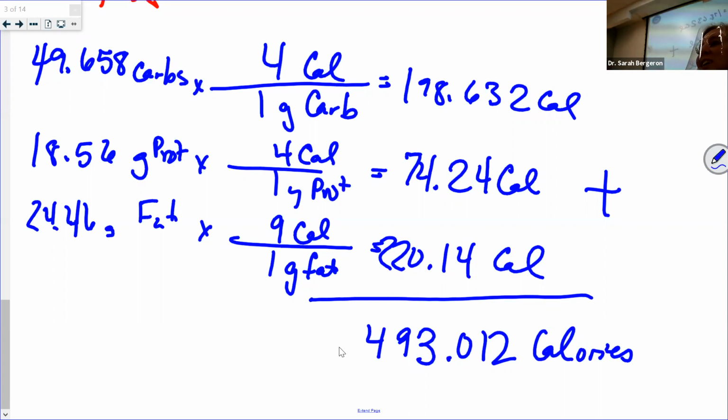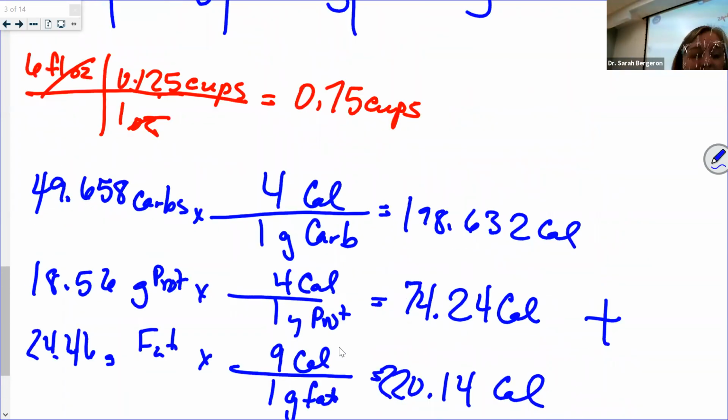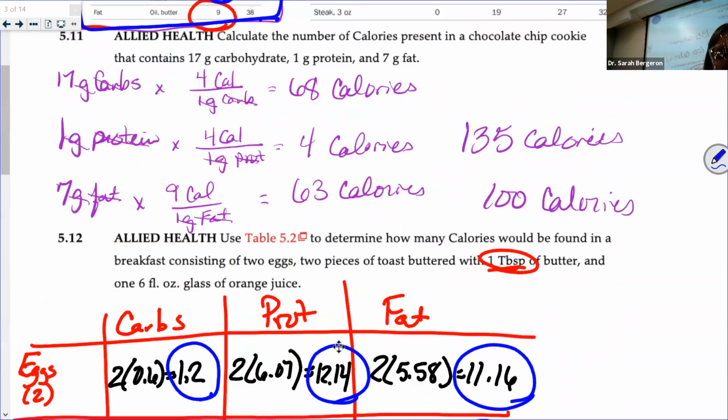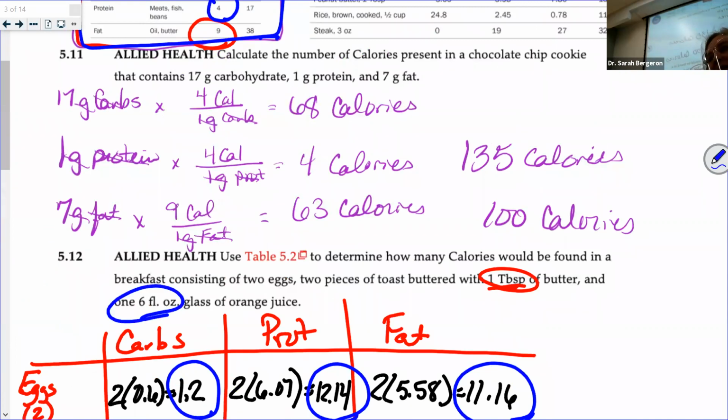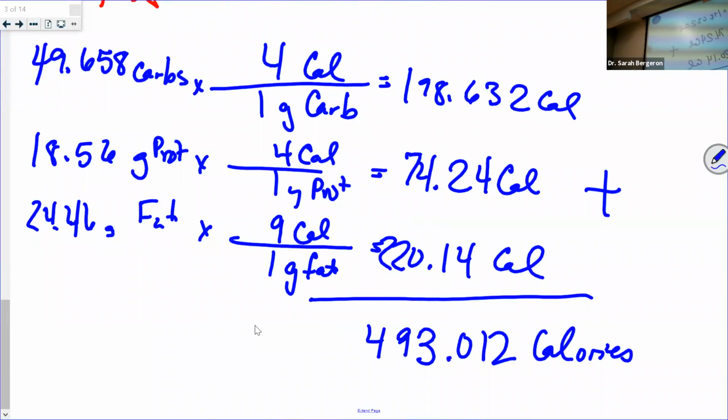Oh yeah, so we need to worry about significant figures. So let's go up. What were our significant figures off of the table? It would be like 1 significant figure because you're given 6 fluid ounces. I hate things that are 1 significant figure. So let's just give it to 2 significant figures. So what would you say? 490 calories. 490 calories.